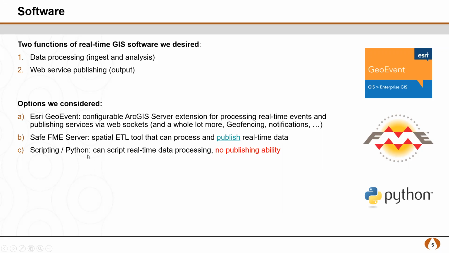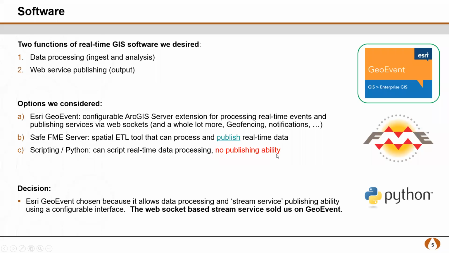We also looked at the cheapest option, which would be just doing data processing via Python, but we would not get any publishing ability with this option, but did take a look at it. So we decided to go with ESRI GeoEvent, primarily due to the stream service publishing ability that is available within GeoEvent. That was really what drove us to purchase the product.